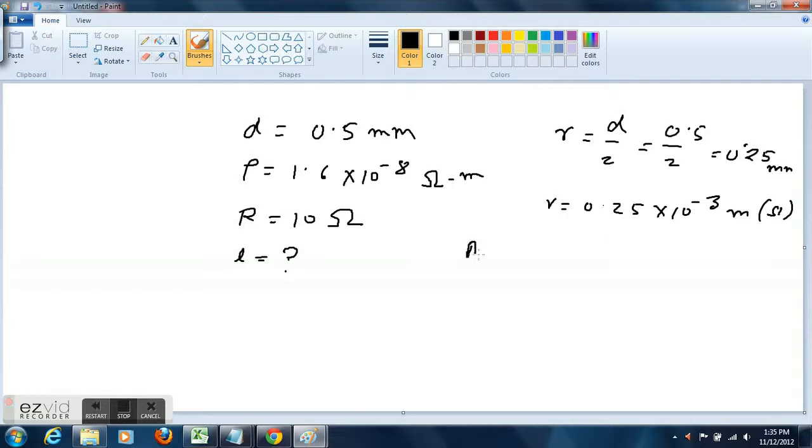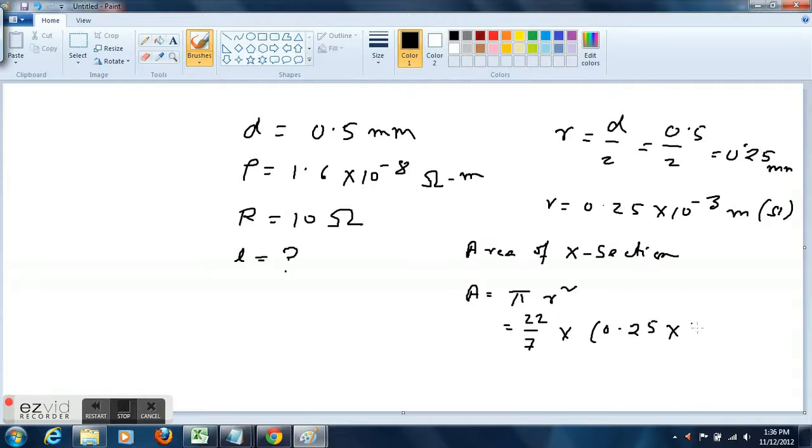Now this resistance is not enough. We have to find the area of cross section. That means area of cross section, A equal to pi into r square. Value of pi is 22 upon 7 and r equal to 0.25 into 10 to the power minus 3, square.